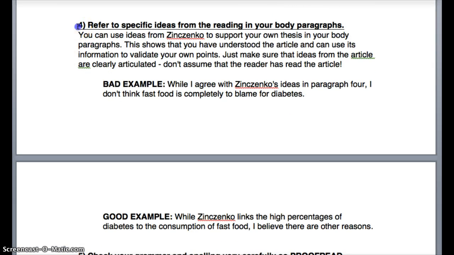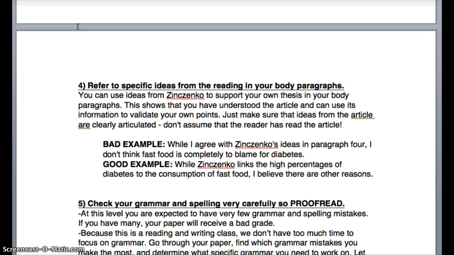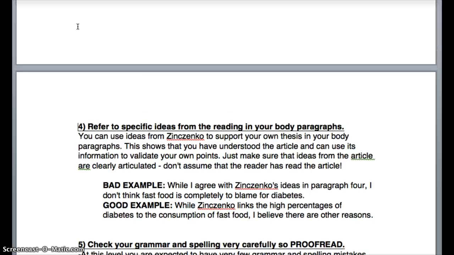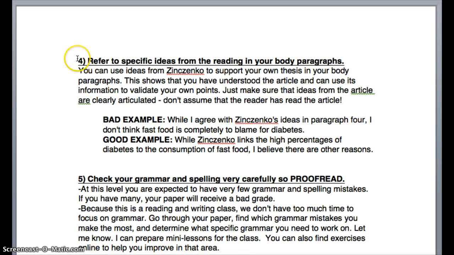Moving on to point number 4. Refer to specific ideas from the readings in your body paragraphs. It's a good idea to use ideas from the article that you're responding to, or Zinczenko's article, to support your thesis. This shows that you have understood the article and use its information to prove your own points. But make sure that the ideas you're using from Zinczenko's article are clearly articulated. Don't just assume that the reader has already read the article.